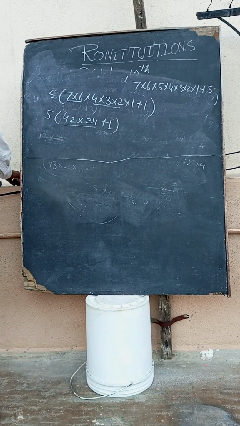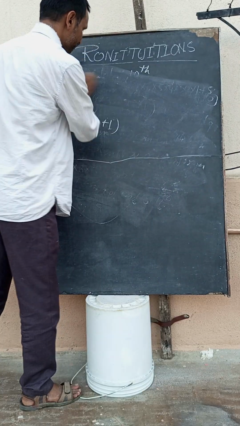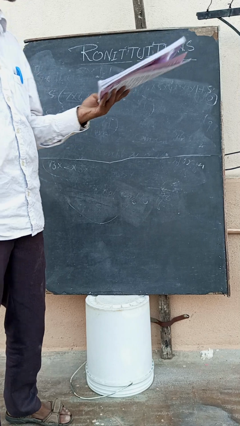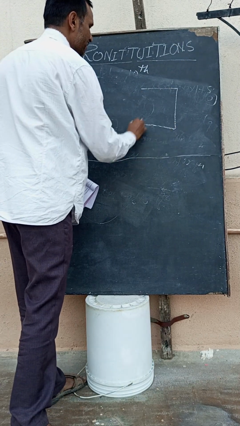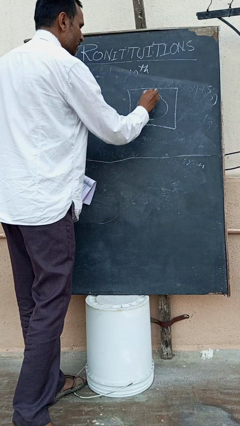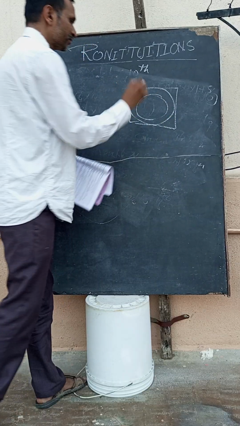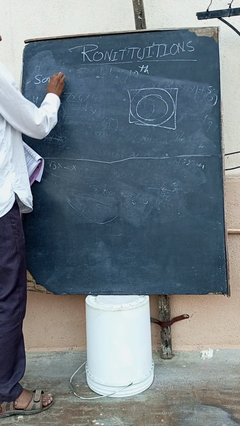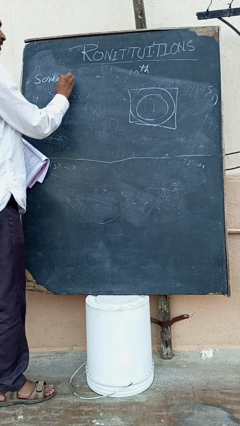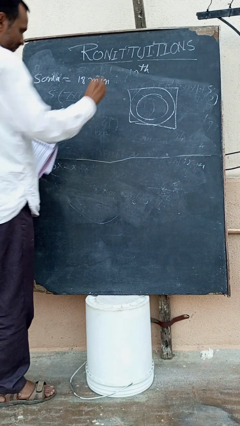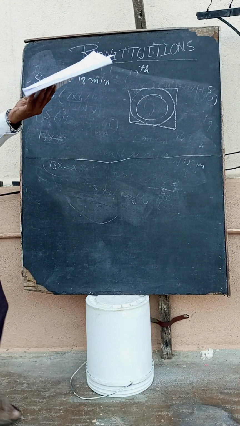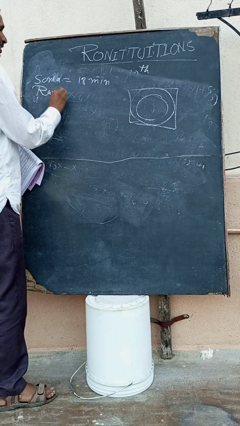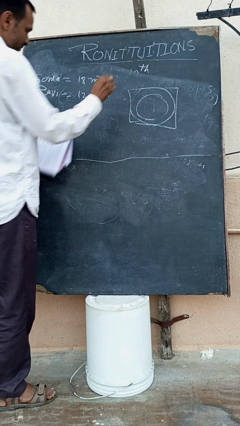The last question of this exercise. There is a circular path around a sports field. Circular path is there where they are running, a track type made like this. Sonia takes 18 minutes. Sonia is a girl, and she takes 18 minutes to drive one round of the field, while Ravi takes 12 minutes. How much time does Ravi take? Ravi takes 12 minutes to complete one round.